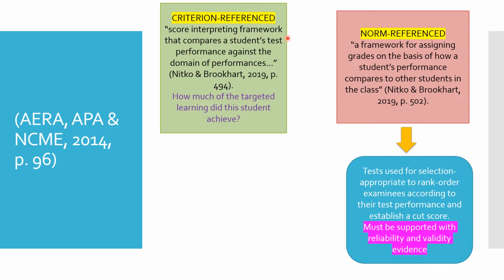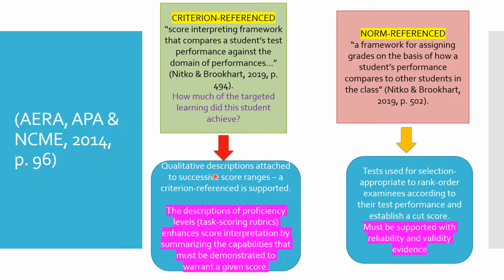For criterion reference, we want to go back to what criterion reference is. It's that score interpreting framework that compares a student's test performance against the domain of performances. So how much of the targeted learning did the students achieve? And in criterion reference, this is based on the student as opposed to the test. So qualitative descriptions attached to successive score ranges, a criterion reference is supported. The descriptions of proficiency level tasks, such as in a task scoring rubric, enhance score interpretation by summarizing the capability that must be demonstrated to warrant a given score.